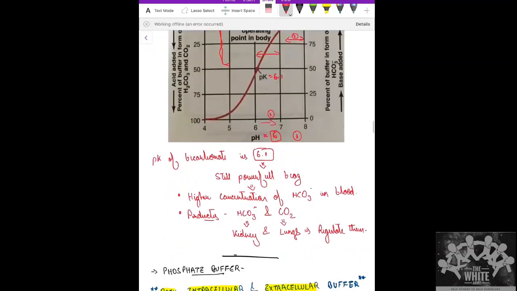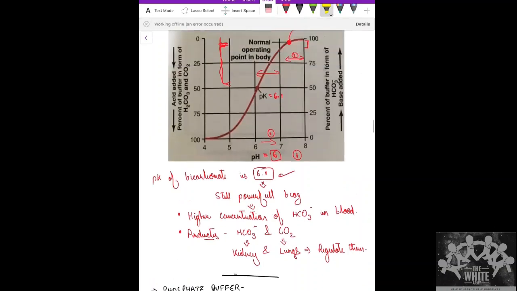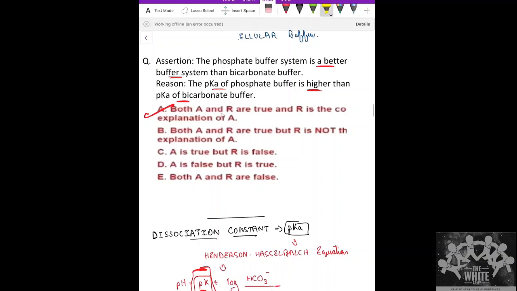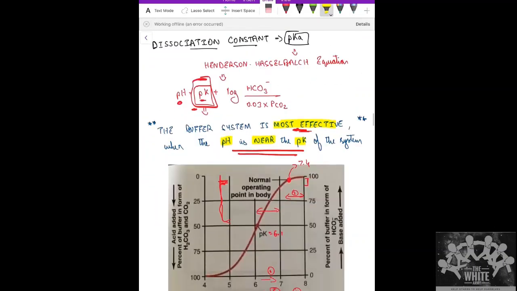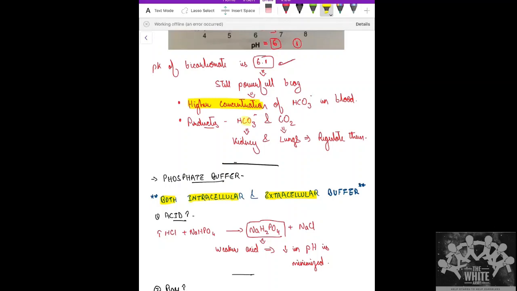So the pK of the bicarbonate system is 6.1. Still, the statement initially made was that it is the most powerful extracellular buffer. Why? Because one, HCO3 minus has a very high concentration in the blood as compared to phosphate buffer. Two, the products like HCO3 minus and CO2 formed by the bicarbonate buffer, NaHCO3 buffer, can be immediately eliminated by the lungs and kidney, and they can be regulated.